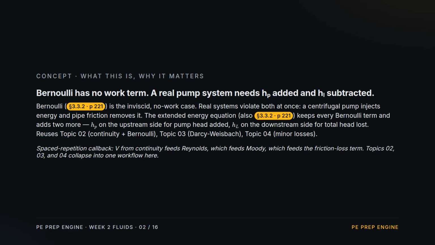Bernoulli assumes no energy input and no friction. Both break the moment a real pump is in the line. The extended energy equation keeps every Bernoulli term and adds 2 terms, H sub P for the head the pump adds, and H sub L for the head loss to friction and fittings. This is the payoff for topics 02, 03, and 04. Continuity, Darcy-Weisbach, and minor losses all feed the pump sizing workflow.